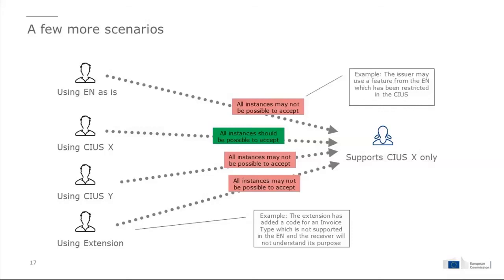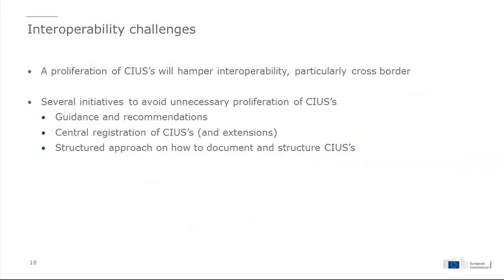So I think these scenarios clearly present that there are some interoperability issues being introduced by the CIUS concept. However, there are quite good reasons to actually use CIUSs in some cases. The European standard has some areas which are not completely documented, or where it says, for example, that further negotiation or further details need to be documented around some processes. So CIUSs is a reality, and there is an understanding of that. They introduce interoperability challenges, and a proliferation of CIUSs will hamper, particularly cross-border interoperability.